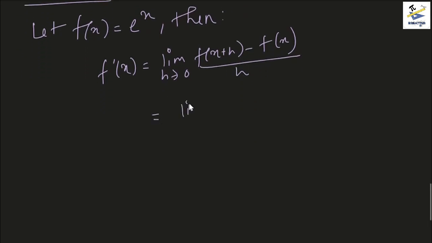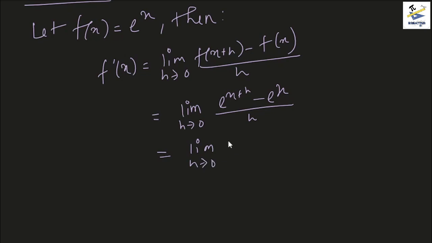so this tells us limit h tends to 0 of e to the power x plus h, because f of x is e to the power x. So f of x plus h would be e to the power x plus h, minus e to the power x, whole divided by h. Using the law of indices, we can write this as e to the power x into e to the power h minus e to the power x, whole divided by h.